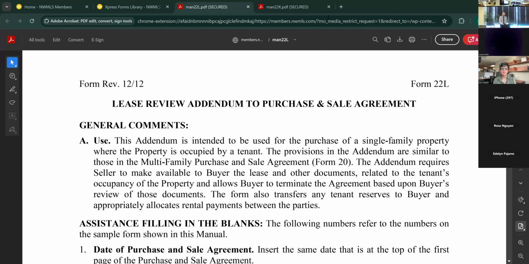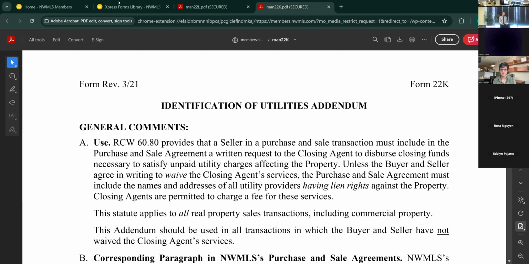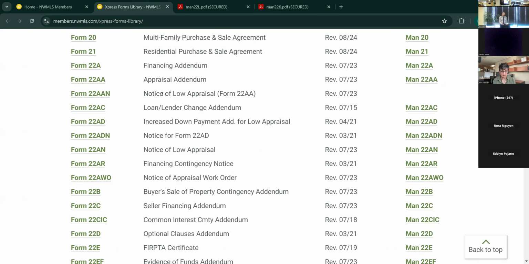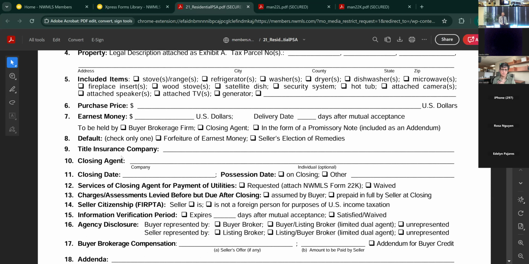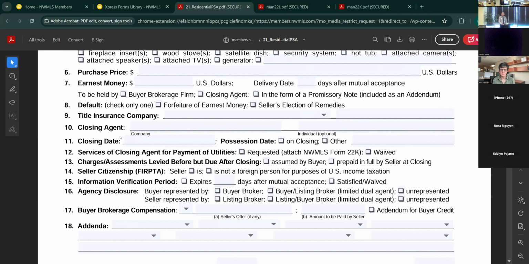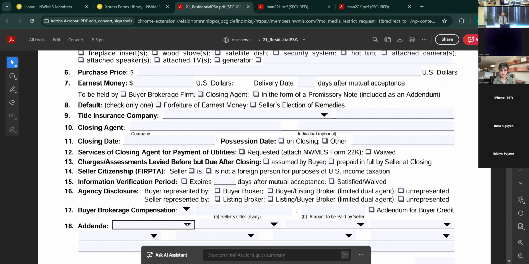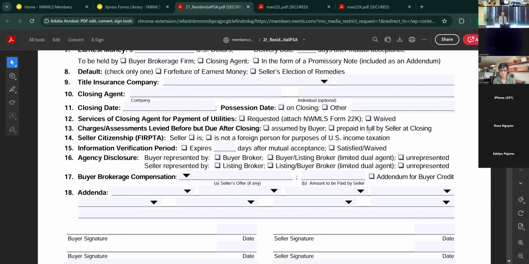All right, so jumping over to 22K first. Before we do that, we need to take a look at Form 21. I know we went over this probably a month and a half or two months ago, but the identification of utilities is right on Form 21, line 28, and of course manufactured homes as well. Services of closing agent for payment of utilities. So if you're going to request, attach Form 22K, and of course add it on the addenda line to show that it's included.